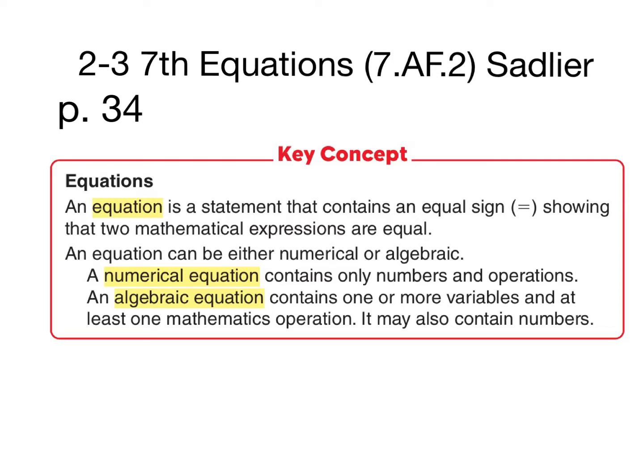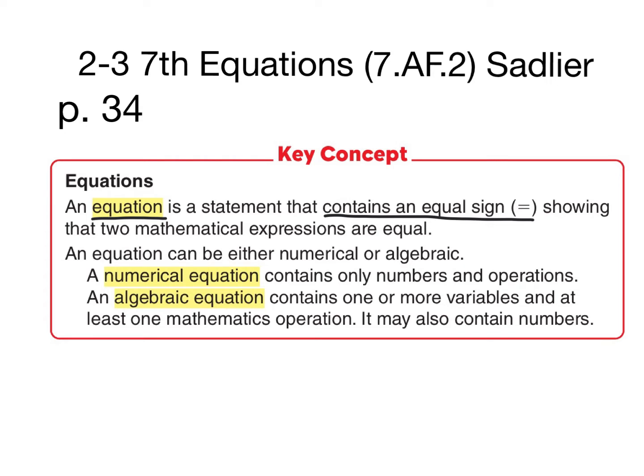Section 2.3 is called equations, and it talks about this along with a few other things. Equation, we might have mentioned the other day. So an equation contains an equal sign, showing two things are equal.